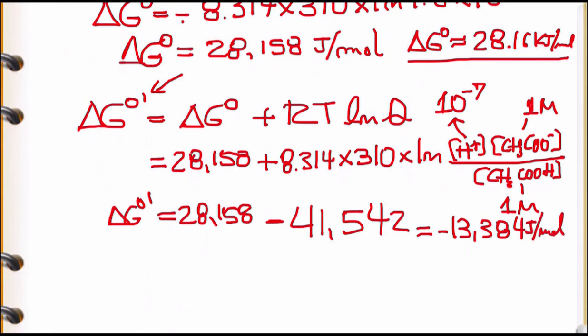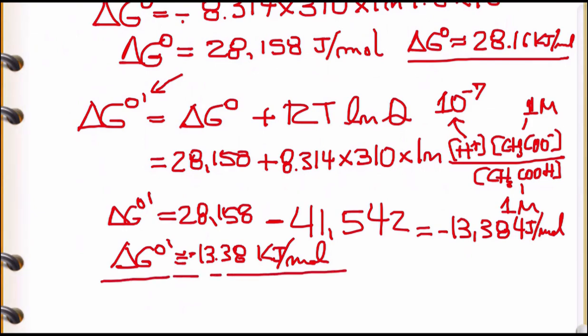We can also express that in kilojoules per mole, which will be approximately minus 13.38 kilojoules per mole. I almost forgot one very important issue here, the net sign, minus. What did this tell us? At this condition, this reaction is spontaneous. Under the chemical standard condition, this reaction would be non-spontaneous. So that's the difference here: non-spontaneous here, and spontaneous reaction here. That's all for this problem.